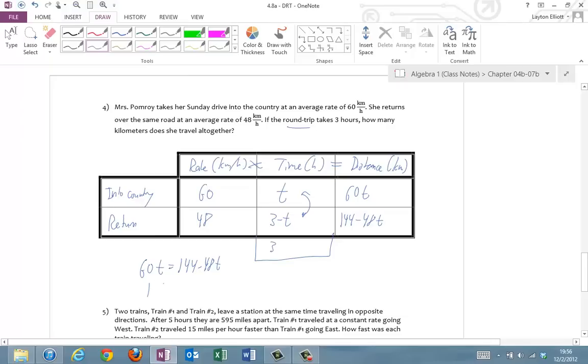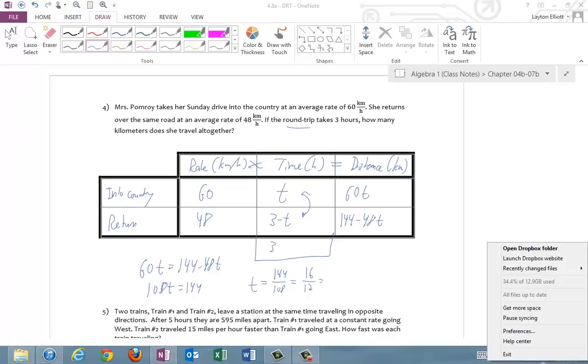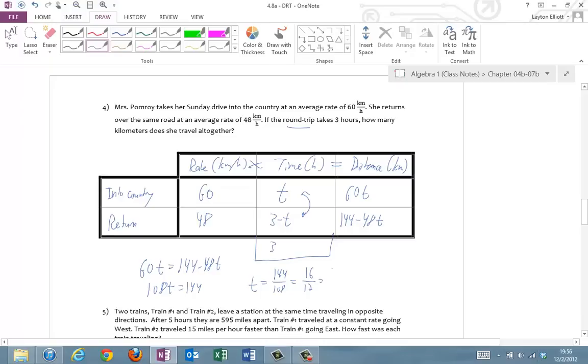Add 48t to both sides, I get 108t is equal to 144. Or t is equal to 144 over 108. Let's see if we can do this without a calculator. Divide by 9, I get 16 over 12. Divide by 4, and I get 4 over 3. So t is 1 1/3 hours.